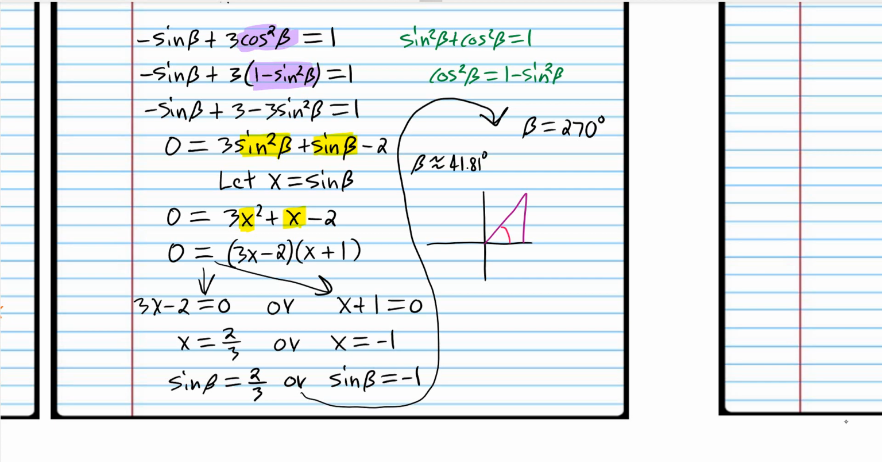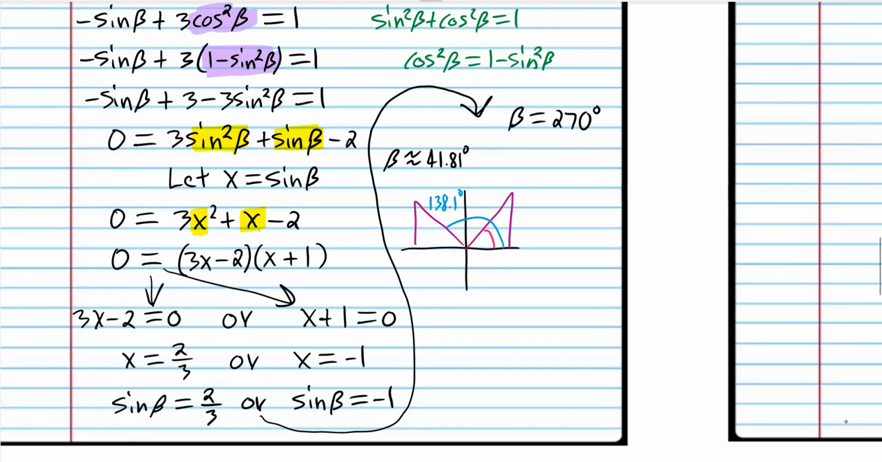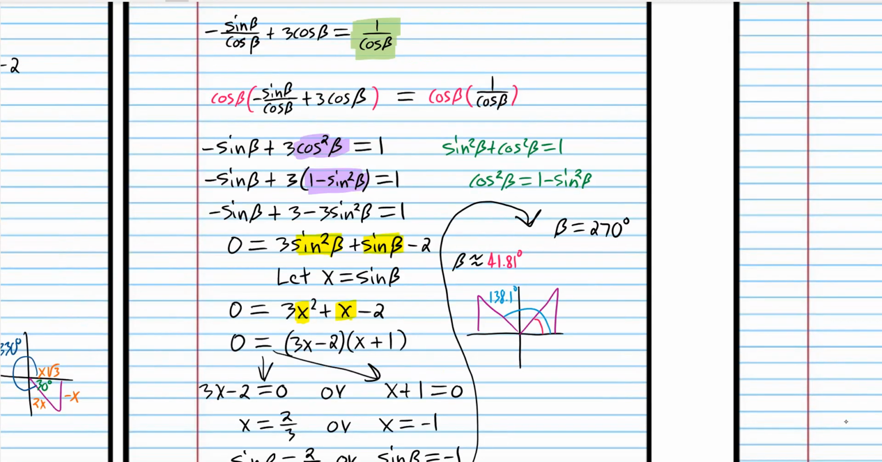So we can rotate all the way over here. So that's going to be 180 minus 41.81. So we get 138.1 degrees. And the pink angle is 41.81. Our possible solutions are 270 degrees, 41.81, and 138.1 degrees.